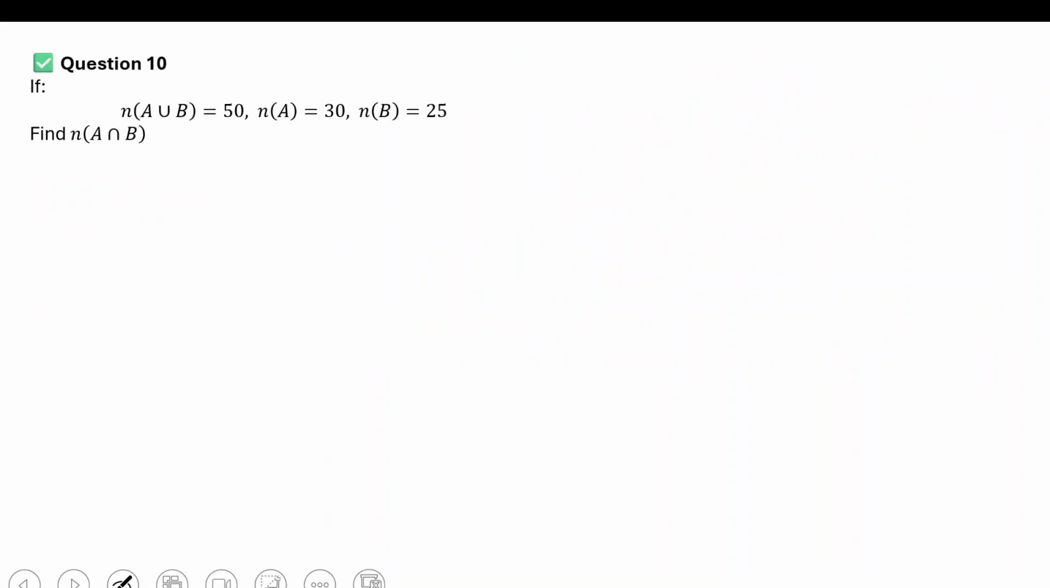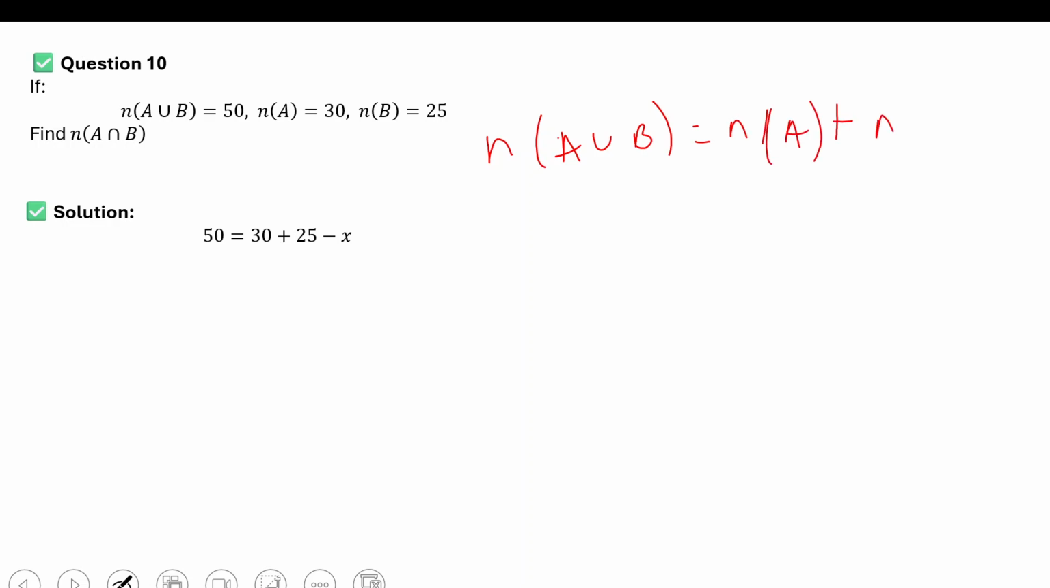Question 10 says number of A union B is equal to 50. Number of A is 30. Number of B is 25. Find number of A intersect B. So again, the formula is: number of A union B is equal to number of A plus number of B, then minus number of A intersect B. This is the formula for it.